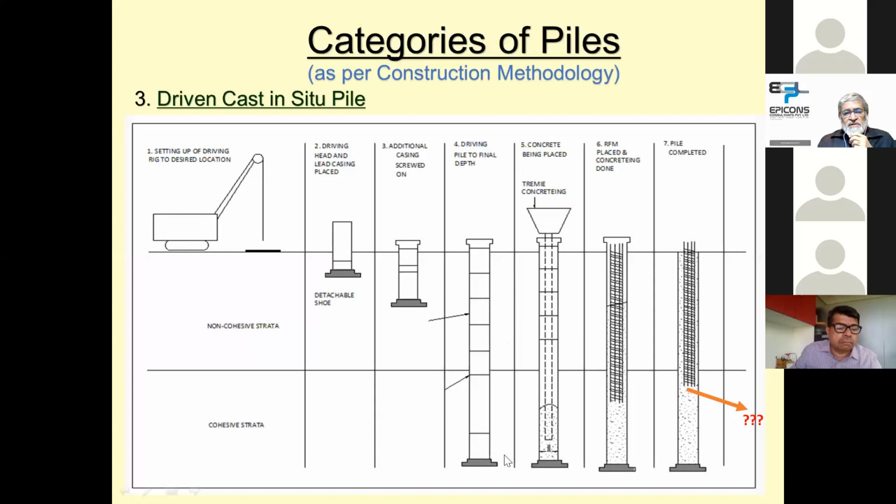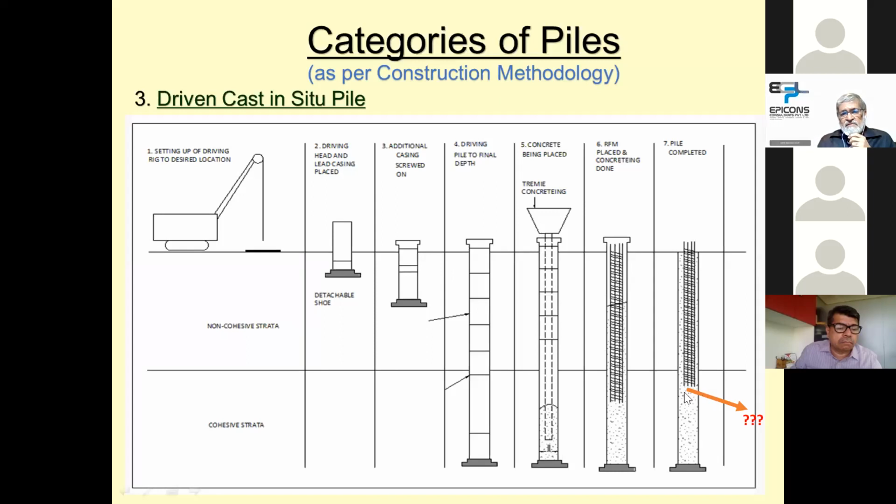Once the driving is complete and the shoe has reached the desired position, then you can concrete it with a tremie. Trimming anyway is required because most of the time there is a water table and you cannot concrete when the water table is present. Even if there is no water table, you cannot pour concrete from a height of 6 to 8 meter, which will get segregated. Finally, we lower the reinforcement and of course then do the concreting.